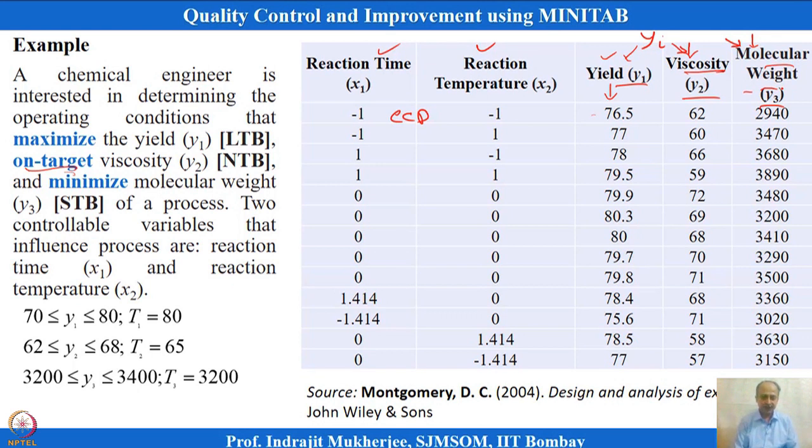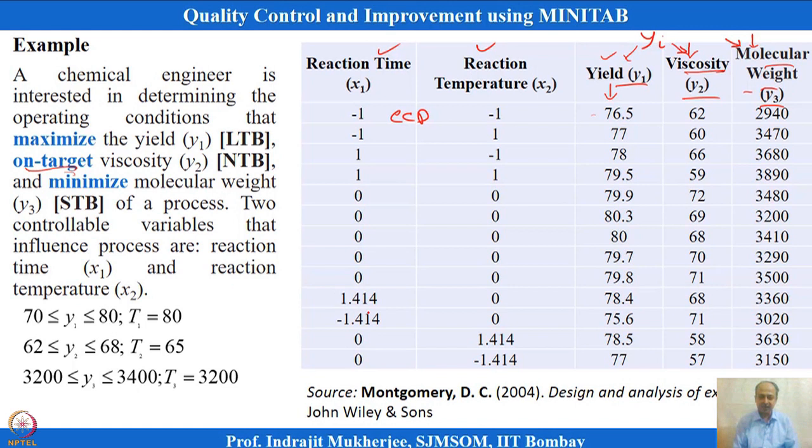This problem is taken from Montgomery's book, Design and Analysis of Experiments, where you can get all the data information. Whatever data I am using, I am referring to books. You can just refer to the books and see that chapter, and you will find the data. In Montgomery's books, like Applied Probability and Statistics for Engineers, Statistical Quality Control, or Design and Analysis of Experiments.